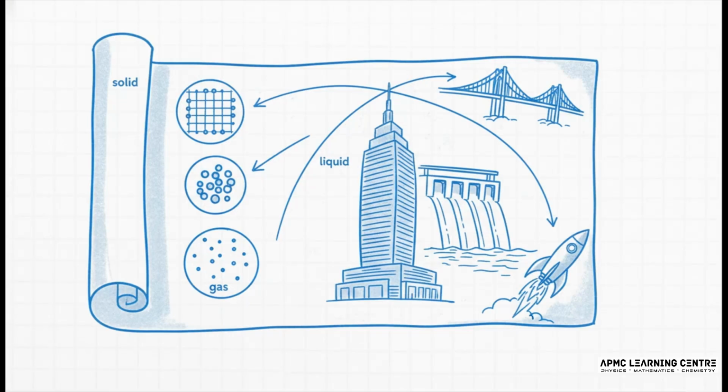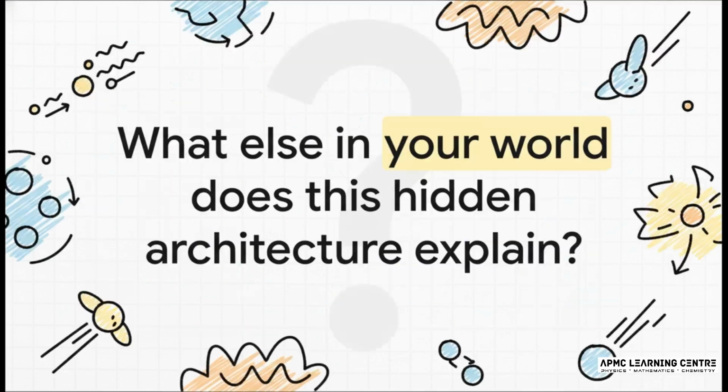So, you see, the kinetic particle theory is so much more than just a theory. It's a fundamental blueprint for how the physical world works. It allows us to predict how materials are going to act and helps us design and build pretty much everything around us, from bridges to buildings, safely and smartly. So I'll leave you with this thought. Now that you've seen the hidden architecture, this invisible dance of vibrating, sliding, and flying particles that's happening everywhere all the time, what else in your world does it suddenly explain? Once you start looking, you'll see the answers are all around you.